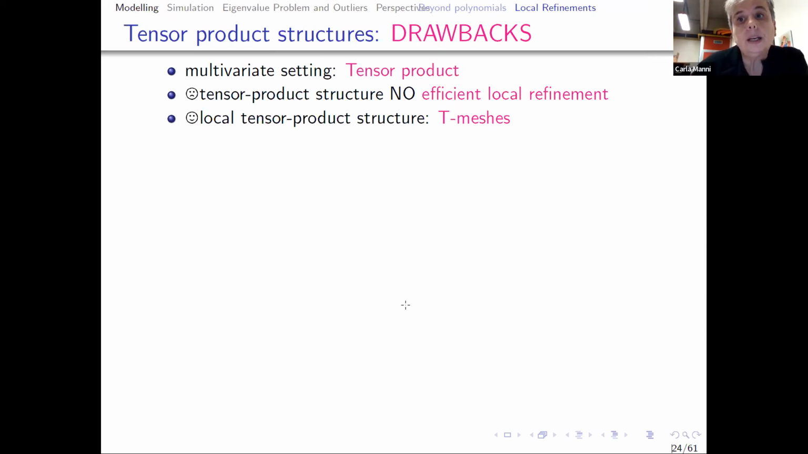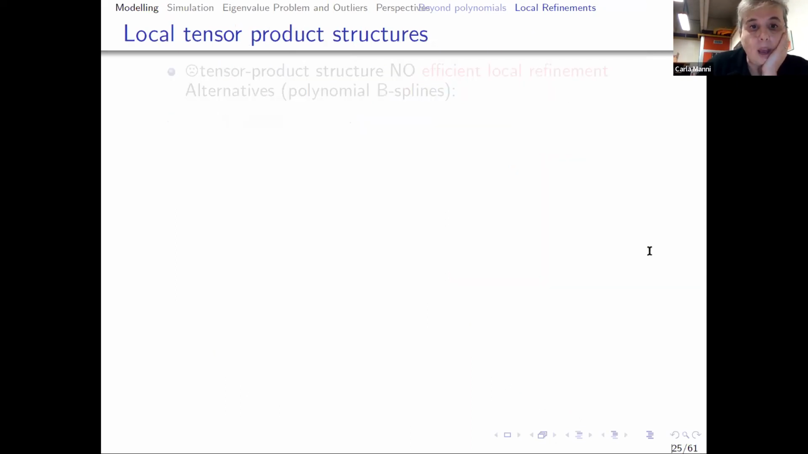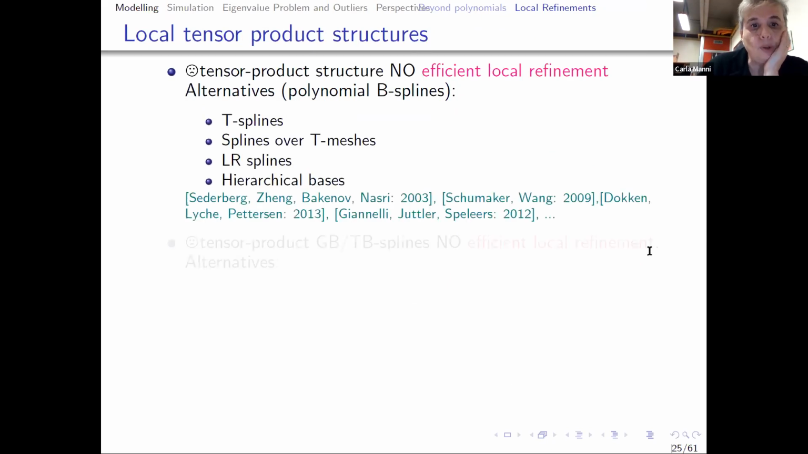It would be nice, if you want to keep the local tensor product structure, to have something similar to what you see in this picture. These are called T-meshes, because you have some T-junctions. There have been several investigations in this direction in order to allow structures which keep the local tensor product structure but allow efficient local refinement. This is indeed the case of T-meshes. Here you can see, as an example, that in this area you need to refine, but not everywhere.